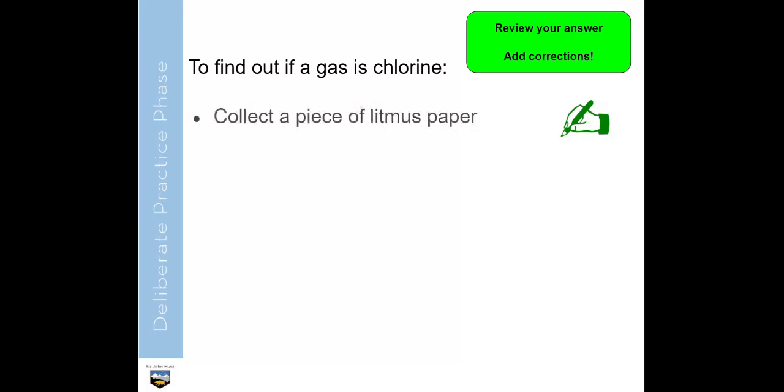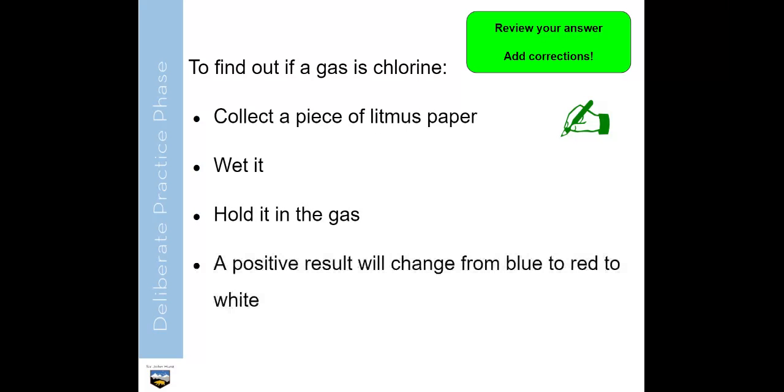Okay, so let's review your answer to task 1. Remember, you do need to be green penning your work from home by changing the colour of the font and adding any corrections. So to find out if a gas is chlorine, you might have said any one of these points. You might have said collect blue litmus paper or use blue litmus paper. You might have said damp it, wet it. Hold it in the gas, hold it in a sample of gas, and it should turn from blue to red to white.